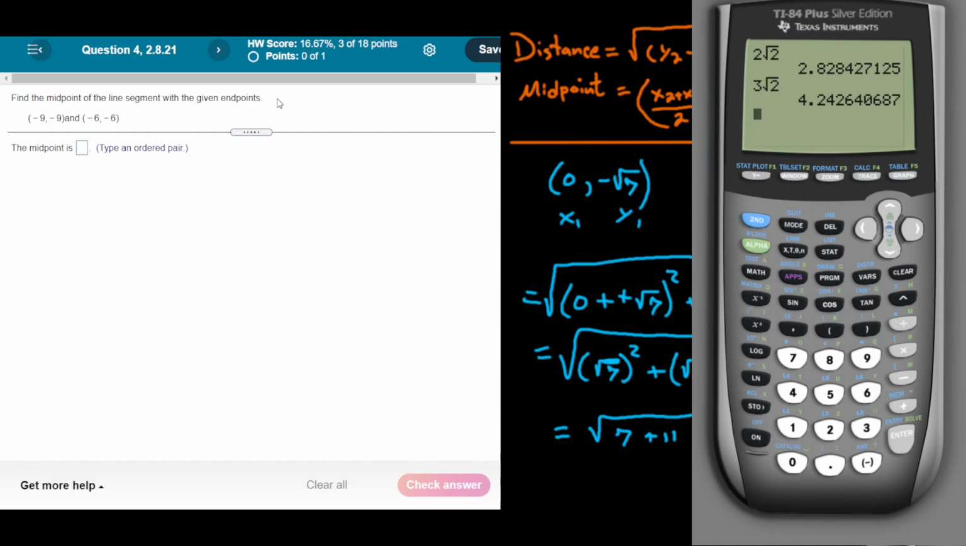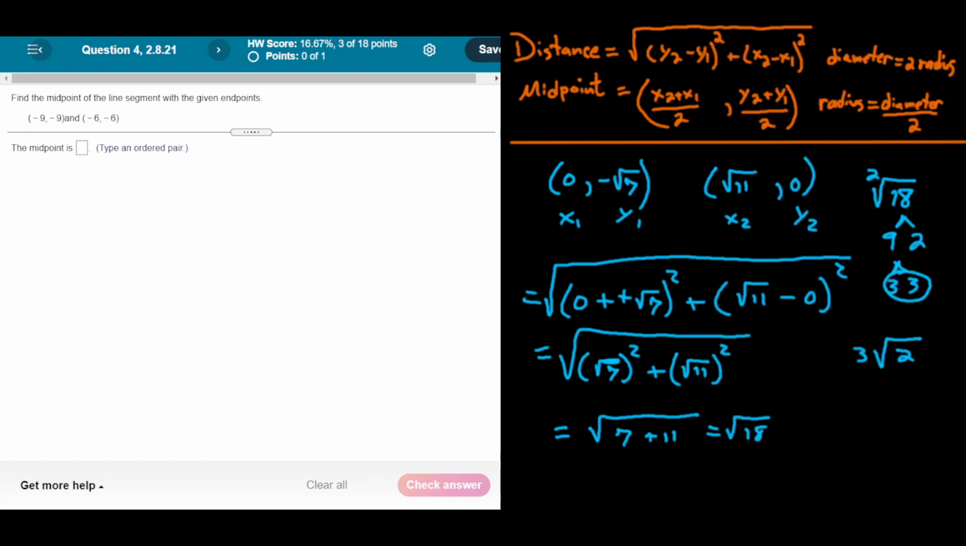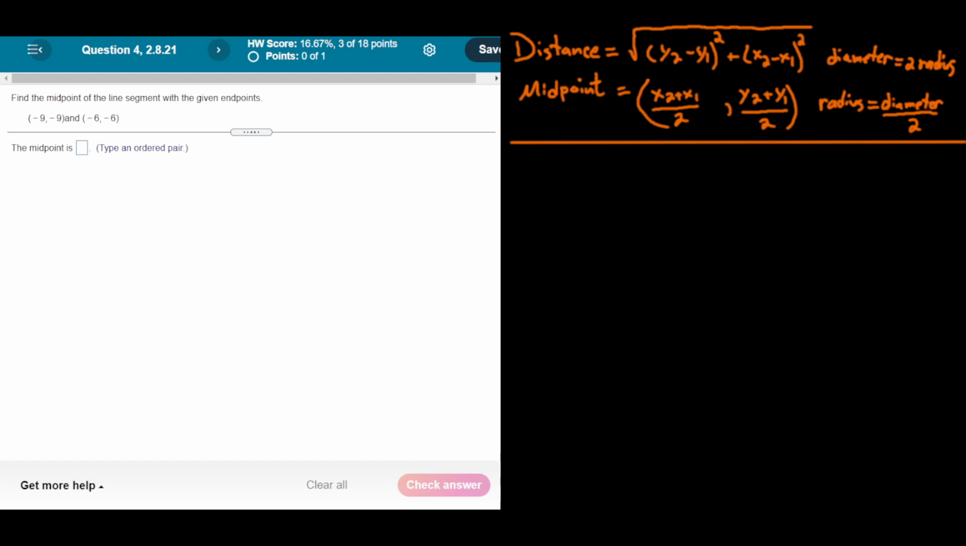All right, next, midpoint. So now we can use a different formula. We're going to use the midpoint formula, and all we do is add the x's and divide by 2, comma, add the y's and divide by 2, and those would be your new coordinates. Okay, got it. Okay, so -9, -9, and we also have -6, -6. We have x and y, 1, 1, 2, 2.